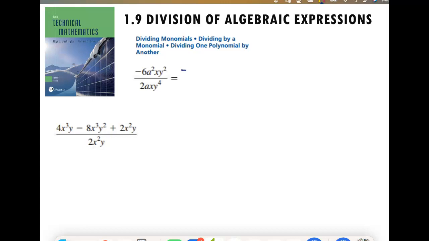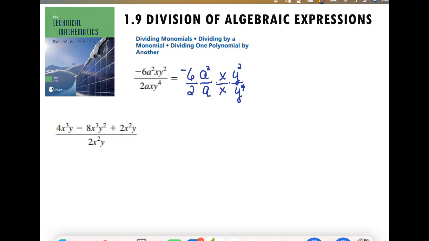It's being -6 divided by 2, and a squared divided by a, and x divided by x, and y to the second divided by y to the fourth. And then we're just going to put all that together and express that all as one product.